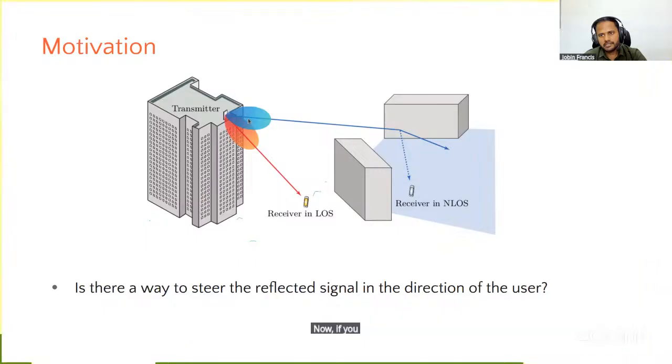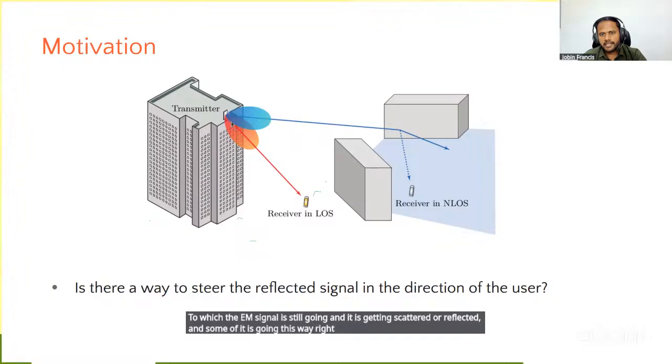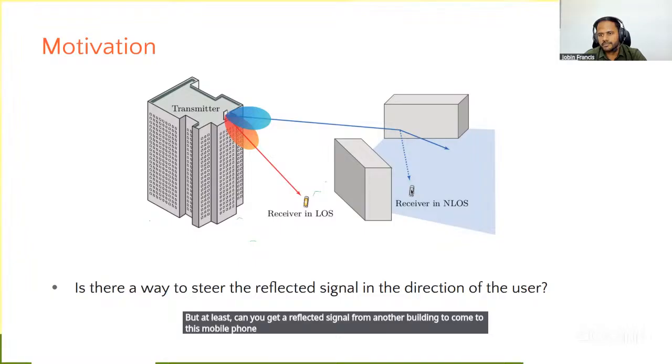Now, if you think about this, there could be another scattering body or some building here to which the EM signal is still going and it is getting scattered, and or reflected, and some of it is going this way here, right? So clearly you cannot facilitate a line of sight communication to the blue mobile phone here, but at least can you get a reflected signal from another building to come to this mobile phone? That would possibly help this mobile phone to at least get some voice call going, right?